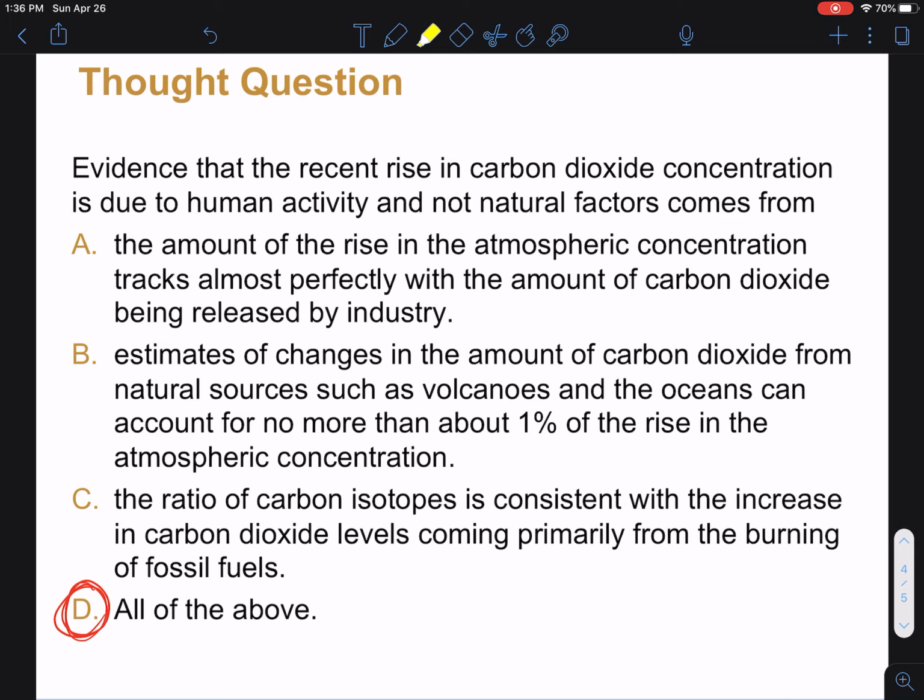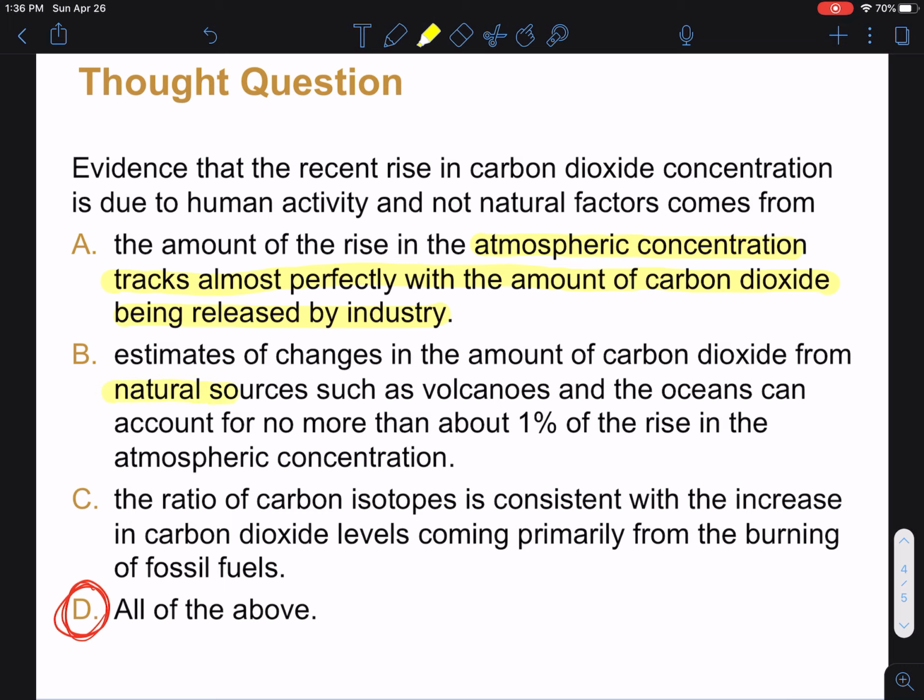So a couple things I'll point out here is that the atmospheric concentrations track almost perfectly with the amount of carbon dioxide released by industry. So as factories have ramped up, as we have more global shipping, we see increases in atmospheric carbon dioxide. So they track almost perfectly together.